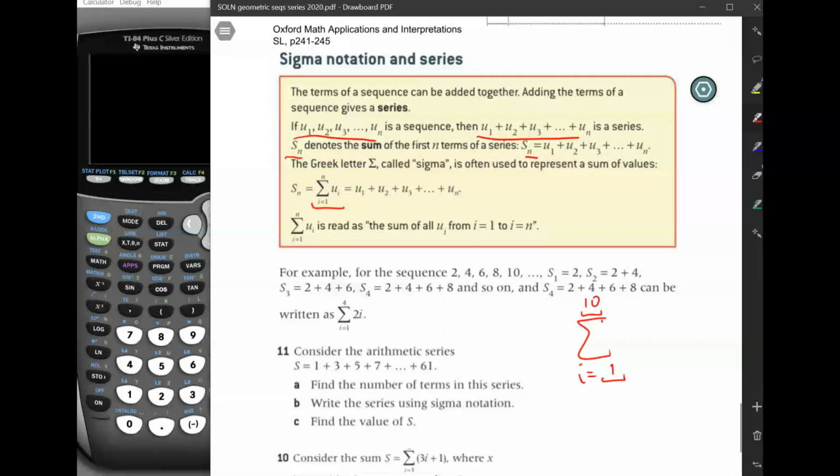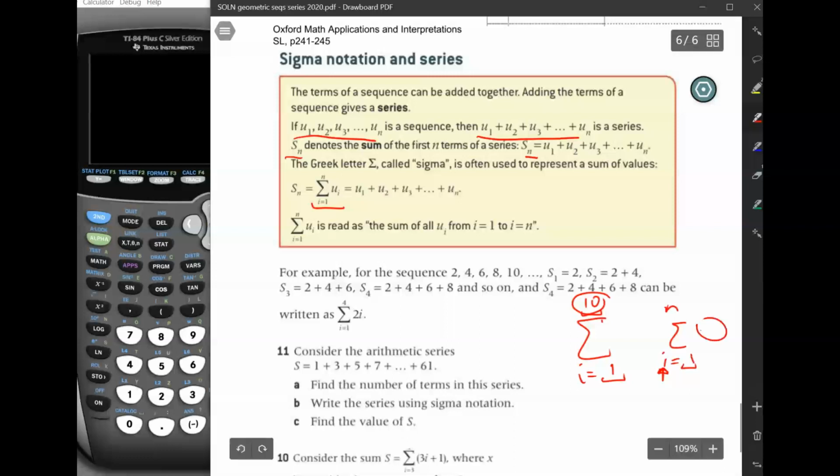Even though we often use n for the index in our units for arithmetic and geometric sequence series, sometimes we also like to use n for the maximum value, so we put n here, so then we're forced to use something else for the index. Usually we use I, J, or K, okay? I being the most popular because it stands for index, right?